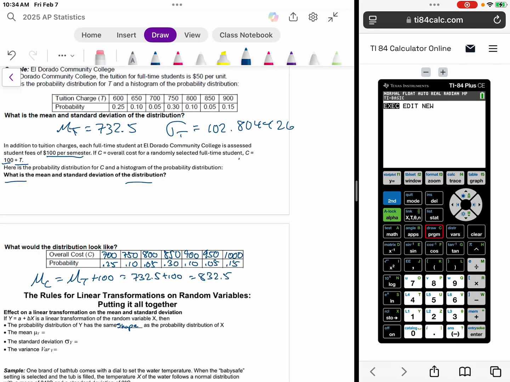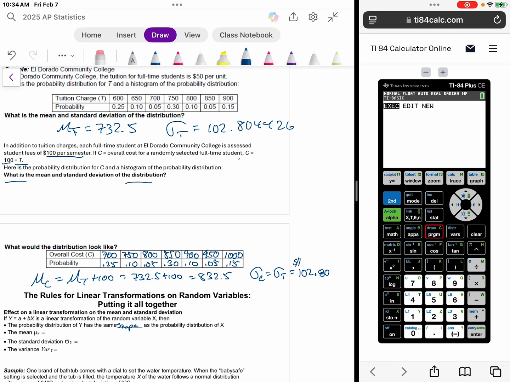Again, my standard deviation of the final cost, since we don't add, should be equal to the original. It should be what the tuition charge was. So it should still be 102.80, or 0.80 cents, let's say.